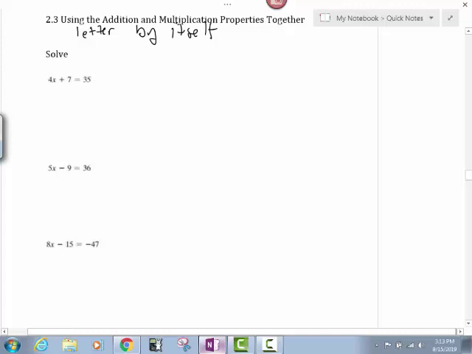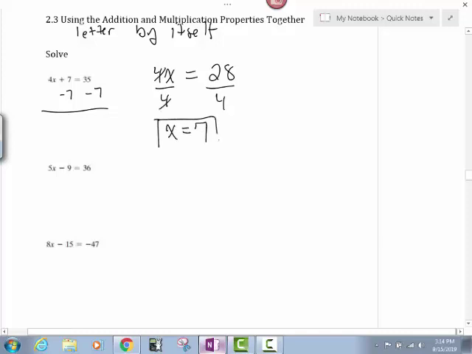Okay, so here's my first problem. 4x plus 7 equals 35. Remember, we're trying to get the letter by itself. So my first step is, let me go ahead and subtract 7 on both sides. We're going to end up with 4x equals 35 minus 7, which should be a total of 28. Finally, we can divide both sides by the number 4. And we end up with x is equal to 7.